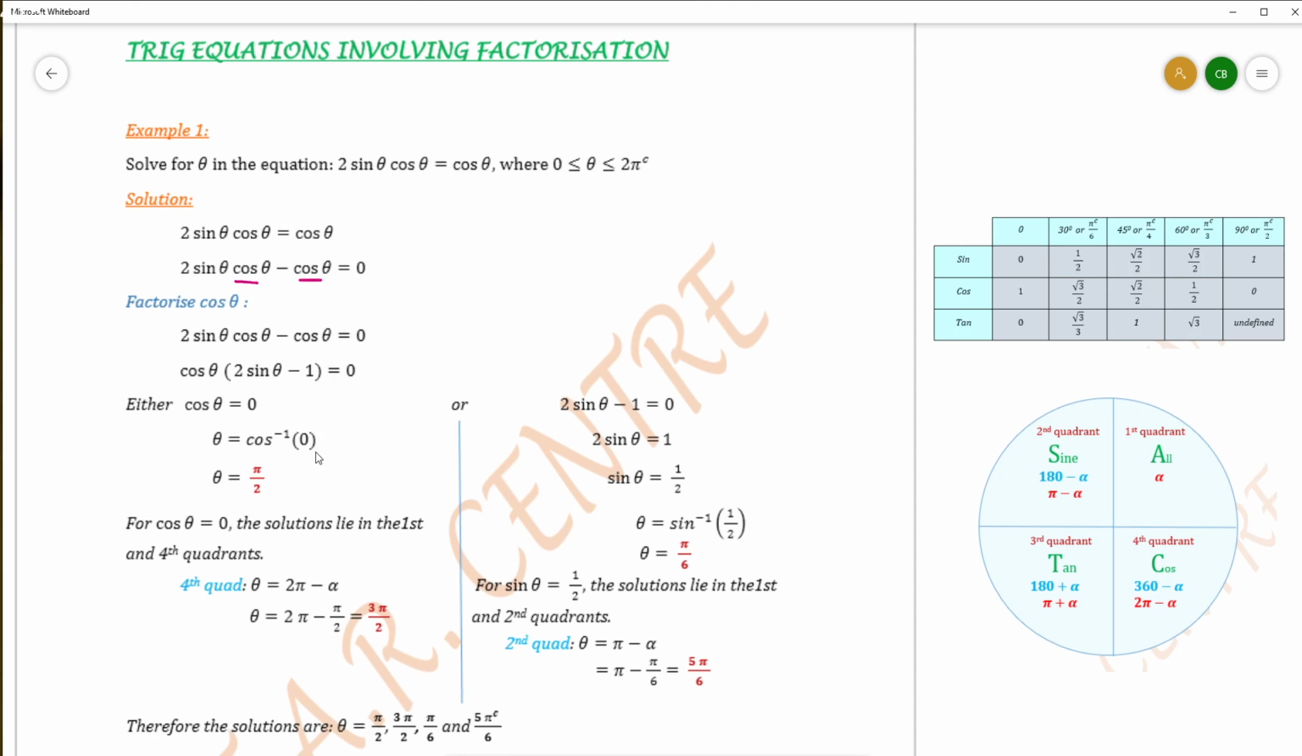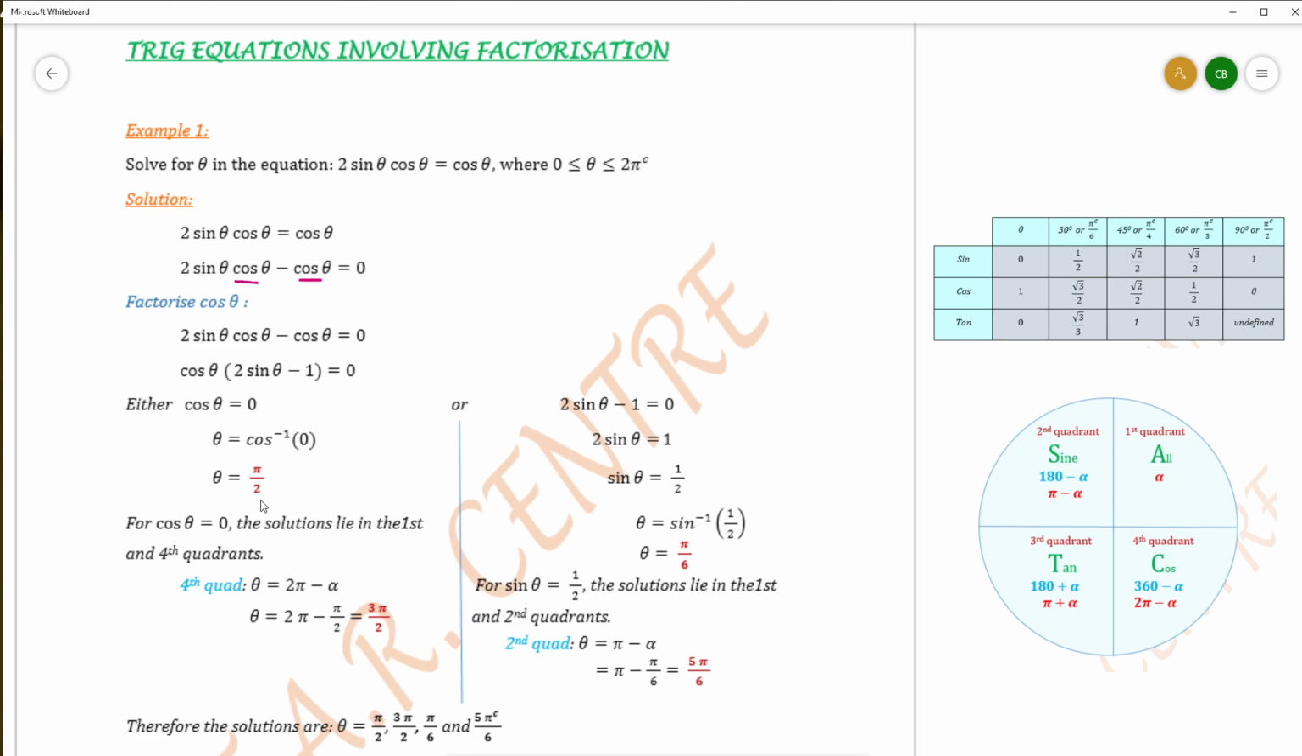So here where we have cos inverse of 0, if we look at the table, cos of pi over 2 gives 0. So cos inverse of 0 will give pi over 2. So that value here would be our first quadrant solution, our principal solution. And for cos theta equals 0, the solutions will lie in the first and fourth quadrants as shown in this diagram as from before, A, S, T, C. Cos would be positive, first and fourth.